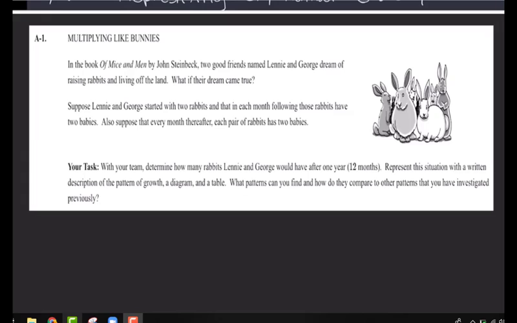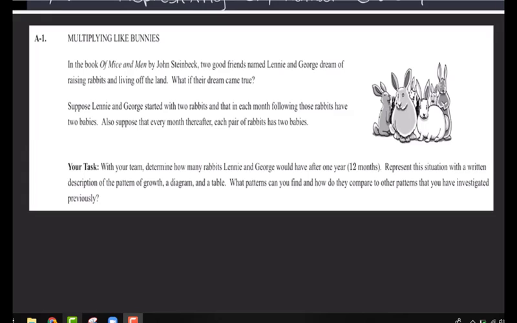They ultimately want to make the most amount of money and the largest number of rabbits. So they started off with 2 rabbits, and they found out that in each month following, those rabbits have 2 babies. And then we're going to suppose that every month afterwards, each pair of rabbits has 2 babies. So with our little team, we want to determine how many rabbits Lennie and George will have after one year, so 12 months.